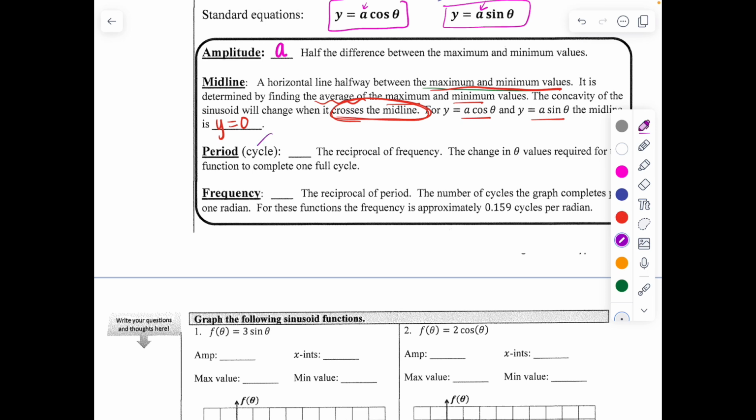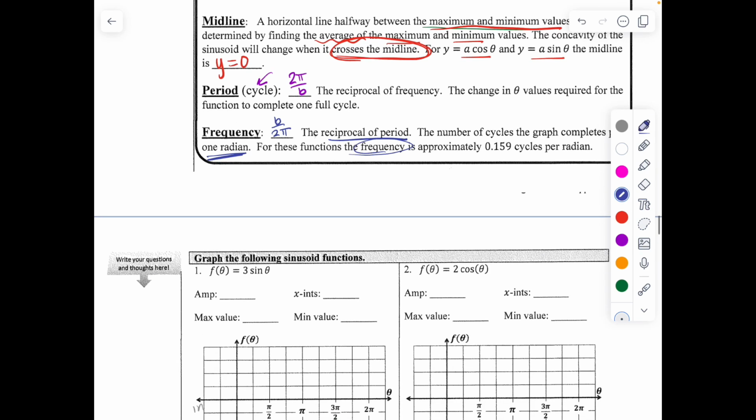Let's talk about what the period is. The period is how long theta has to be to get a full cycle. So we say that's 2 pi divided by the value of b, where b is the number of cycles that happen within 2 pi, and the frequency is the reciprocal of the period. So if 2 pi over b is the period, then b over 2 pi is the reciprocal. This tells me how much of the pattern, or how many cycles, are within 1 radian.